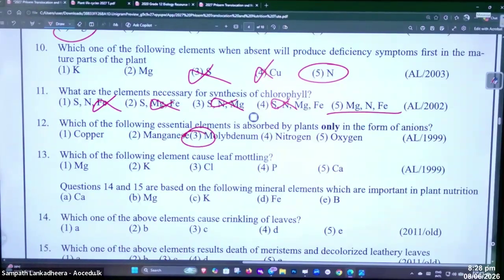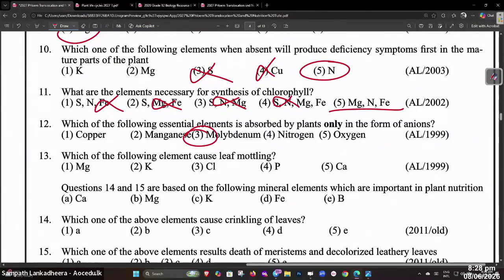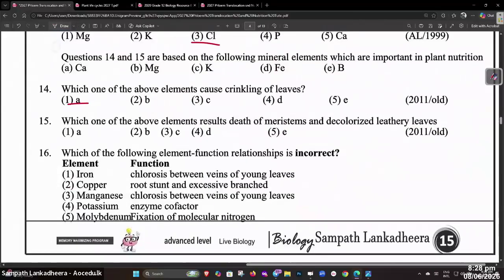And question number 13, people, which of the following element cause leaf mottling? That is easy, and without thinking anything, you can mark the answer as third, chlorine. And next one, question number 14, which one of the following element cause crinkle of the leaves? Calcium, no doubt. So we'll take first one as the answer. Without any doubt, you can straightforward mark that. That's the advantage, people. Certain things you know for sure.